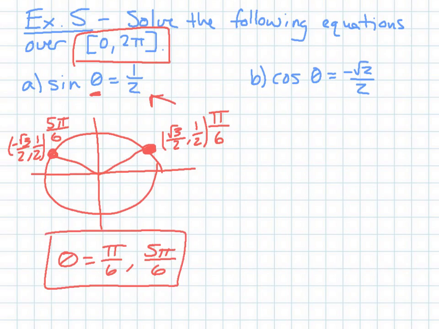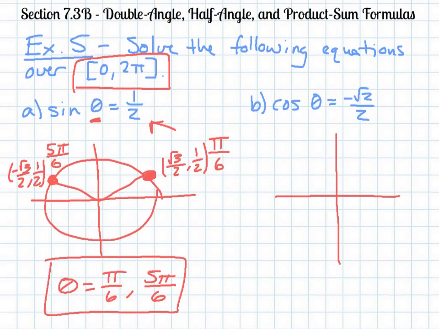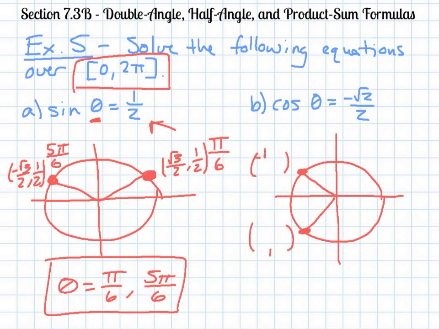Okay? Now looking at the next one, you have cosine theta equals negative square root of 2 over 2. So looking at our unit circle, where are you going to find ratios of negative square root of 2 over 2 for the x value of your points on the unit circle? So there's one in the second quadrant because x is negative in the second quadrant, and there's one in the third. And think about what points give you square root of 2 over 2, or what angle measurements. And so in the second, it would be 3 pi over 4. Okay? And in the third, it would be 5 pi over 4.